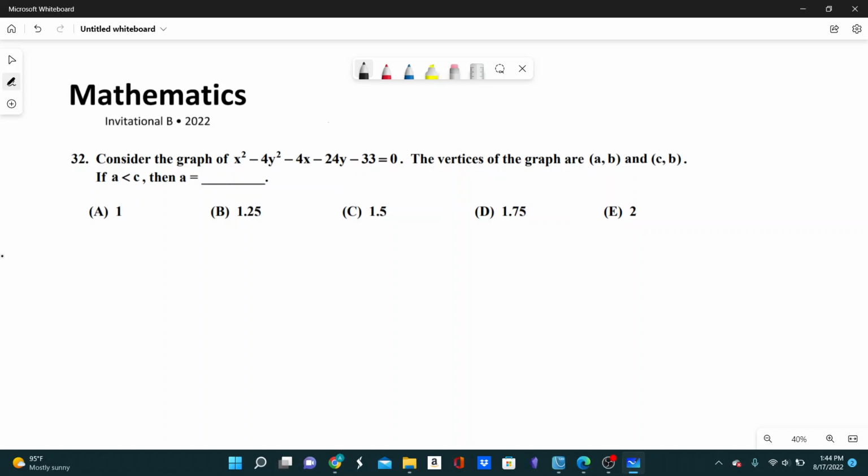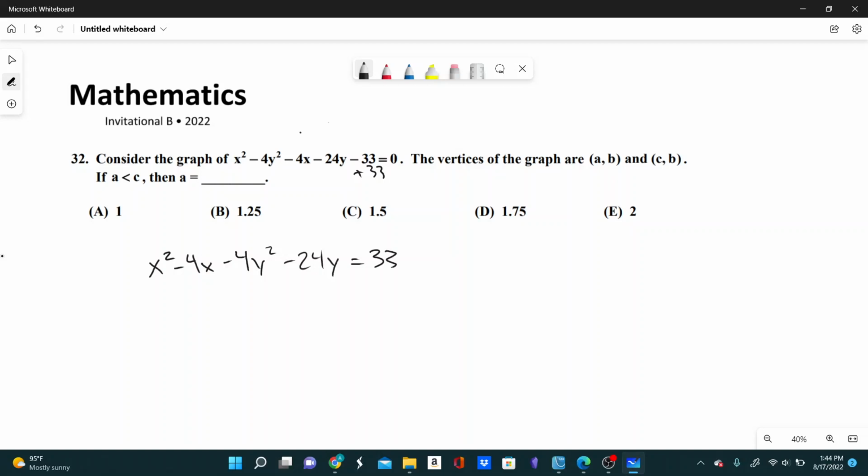The way I'm going to do that, I'm going to get all of my x's together and all of my y's together, and then all my constants onto the right-hand side. So, first thing I can do is I just have x squared minus 4x, and then minus 4y squared minus 24y, and that equals 33. So, all this stuff is just rearranging, and then here I just added 33 to both sides.